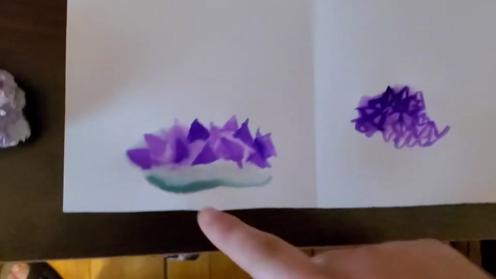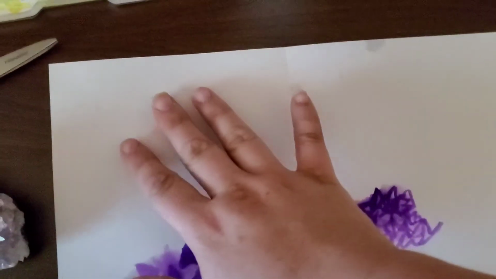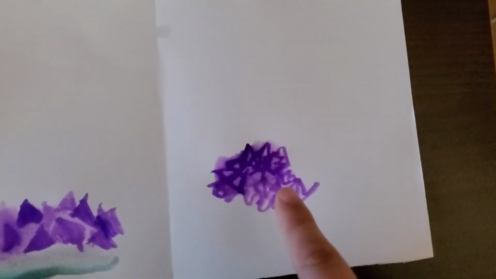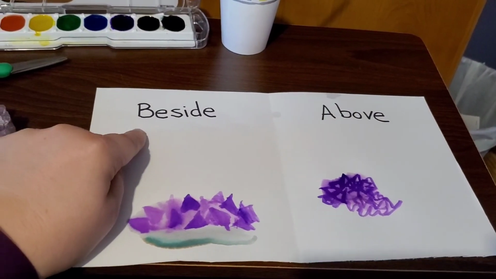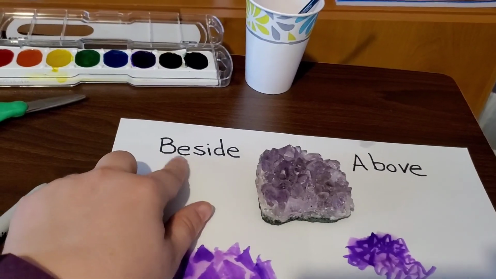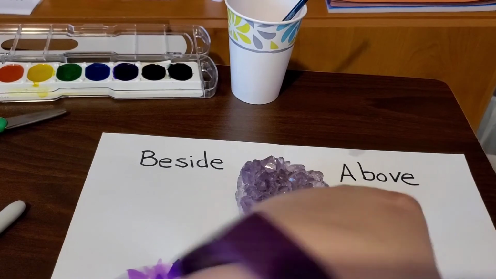And this is how I see the rock from a far perspective above. And I wrote the word close, but I cut that off. I'm going to write it again at the top because this isn't just close, it's close and beside. And this isn't just far, this is far and above. So I'm going to write those words up here. So there it is. I just wrote beside and above. Beside starts with the letter B. Above starts with the letter A.